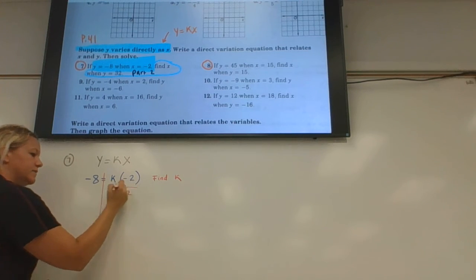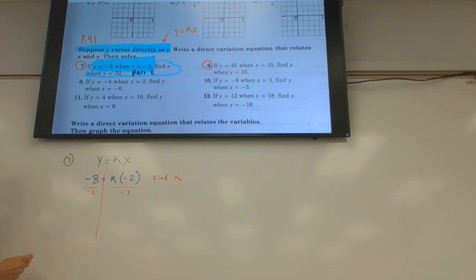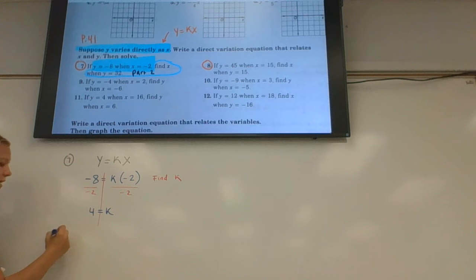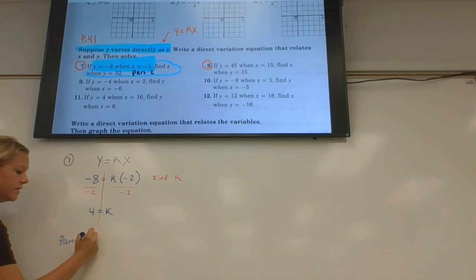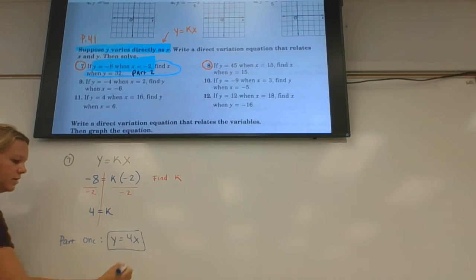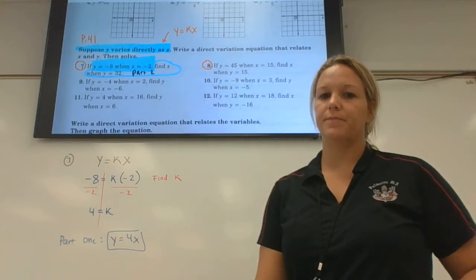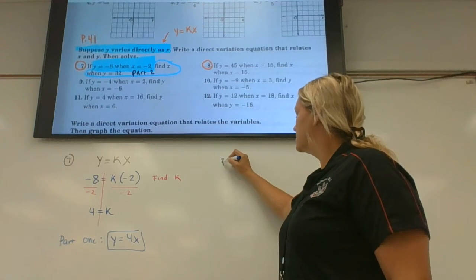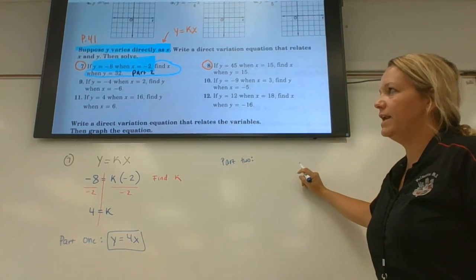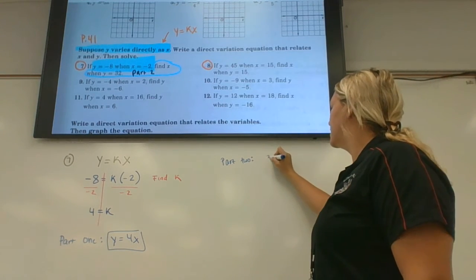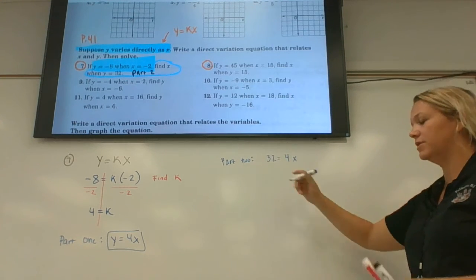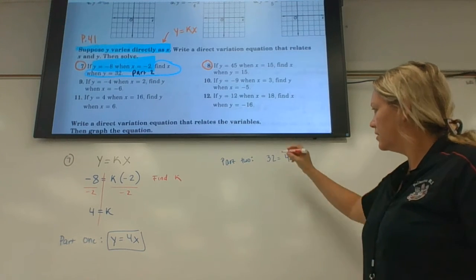So I'll divide by -2. I get 4 equals k. And now I have part 1 done. Part 1, y equals 4x. Part 2, find x when y is 32. Tells you the y value, so you put in for y. Solve for x.